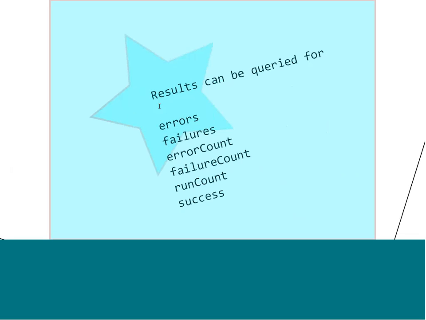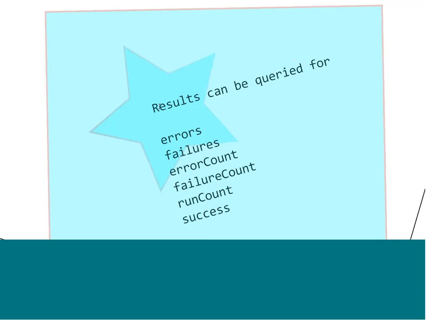First, obviously, you can get the error counts, failure counts if there are any, the run count, and whether or not it was successful. This is the wrong method name actually. The method name is wasSuccessful. This is not the correct name. So you can query the result for all kinds of different outcomes and scenarios.